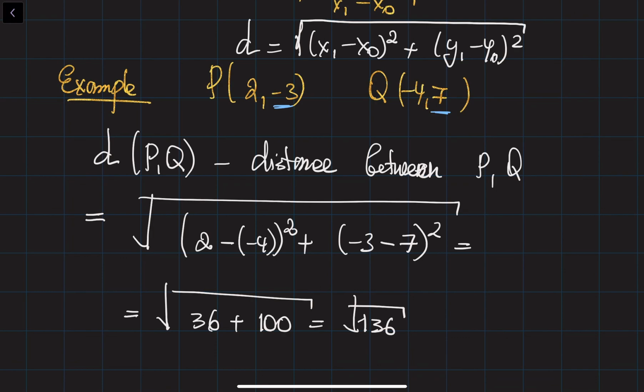So now let's discuss how we can figure out the equation of the circle. Let's do this in our next video. So we are going to define the equation of the circle just using this formula of the distances.